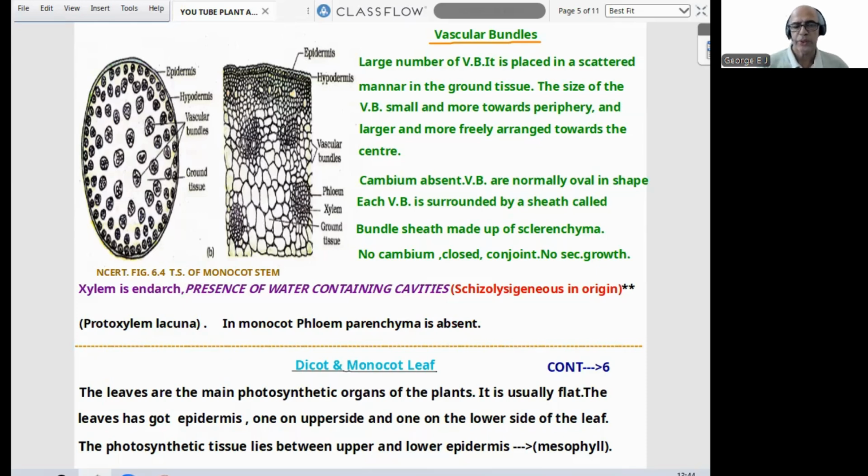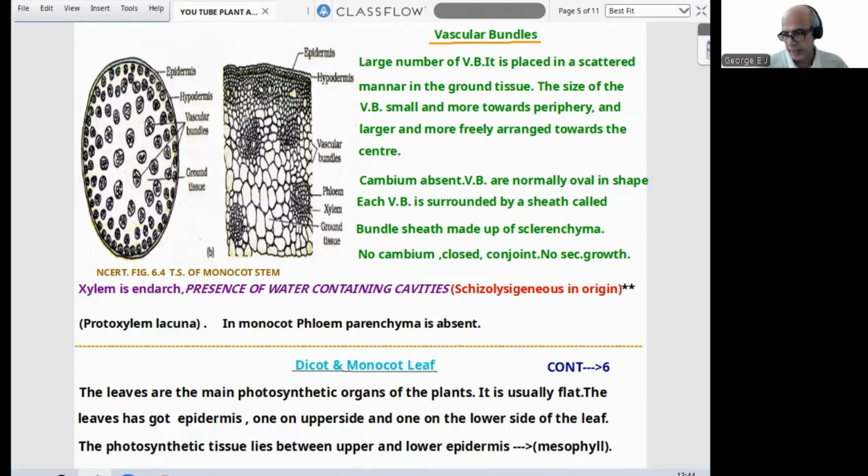Since it is a monocot stem, cambium absent, vascular bundles normally oval in shape. Each vascular bundle is surrounded by a sheath called bundle sheath, made up of sclerenchyma. No cambium seen, so it is closed. Conjoined, since no cambium, no secondary growth in monocot stem and root normally. Since it is stem, xylem is centered.